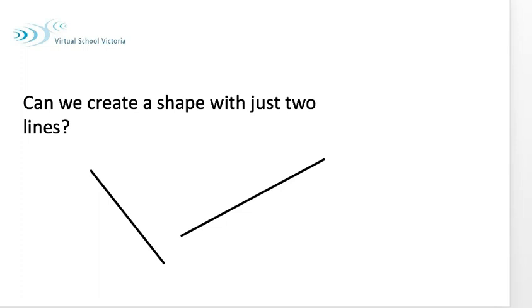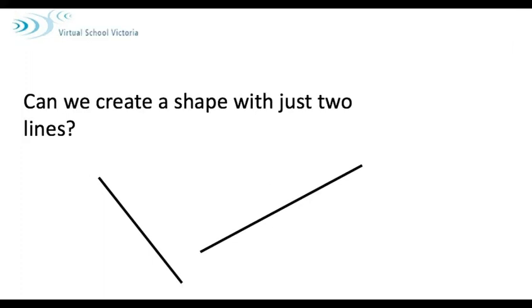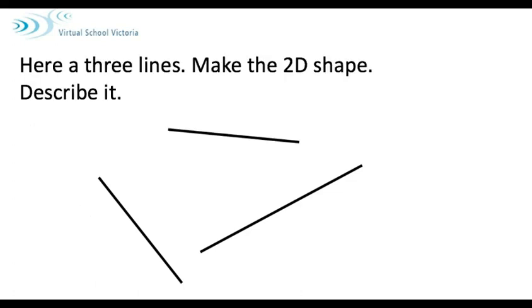Can we create a shape with just two lines? We have to think about the definition of a shape. The definition of a shape is a closed space or surface that's an outline. It would be very difficult to create a closed shape or space with just two straight lines.